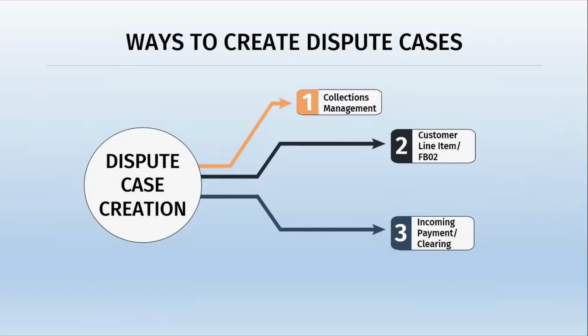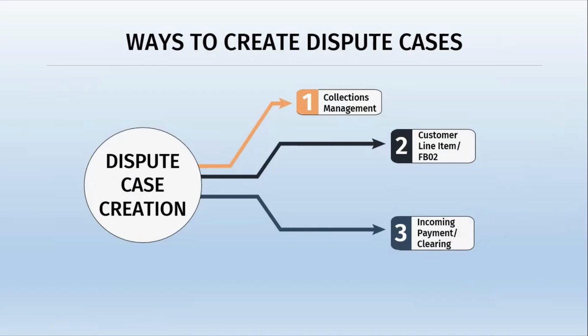Once you post the document of F-28, the balance 200 line item will be sent to the difference posting, and that difference posting will be created as a dispute case. So from the transaction F-28, you can create a dispute case when you are receiving any partial payment. And you can even create a dispute case from the transaction F-32 while clearing two line items.